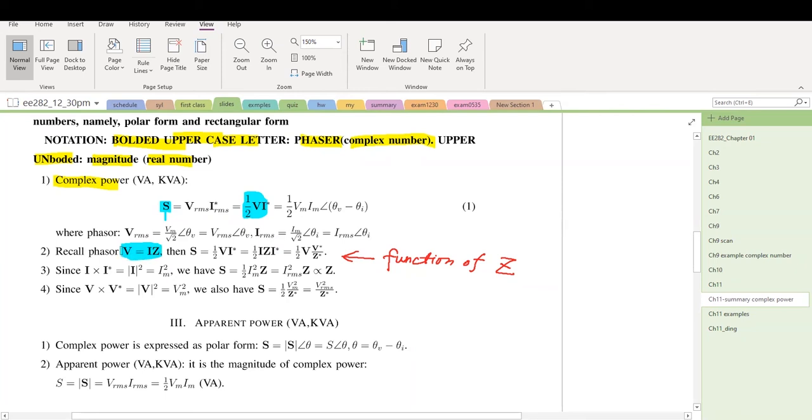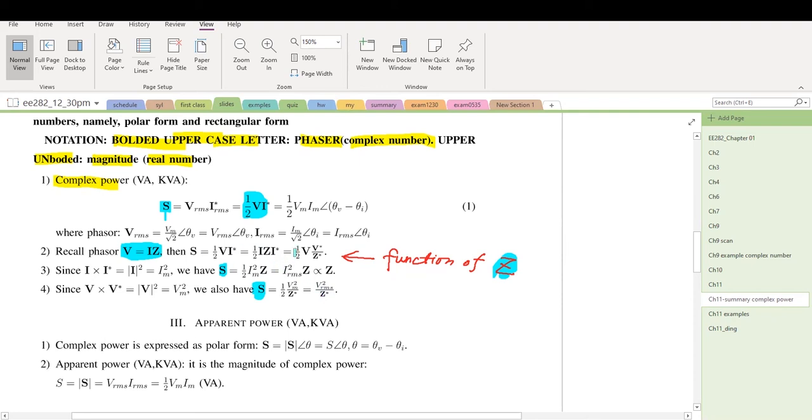Using Ohm's law in the phasor domain, we can express the complex power as a function of the impedance. The complex power equals half Im squared Z, or I RMS squared multiplied by Z, or the complex power equals half Vm squared divided by Z conjugate. That equals V RMS squared divided by the Z conjugate.